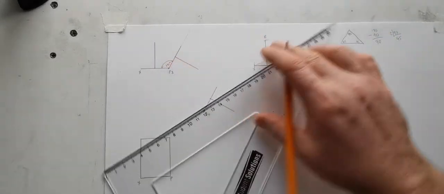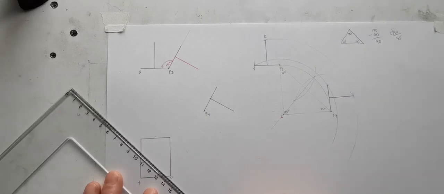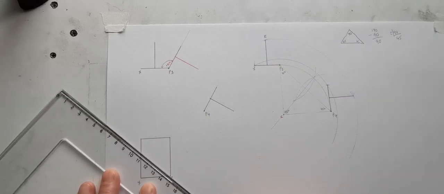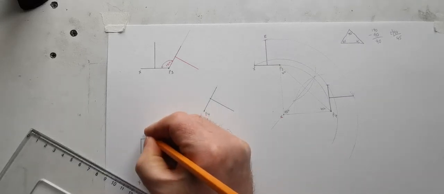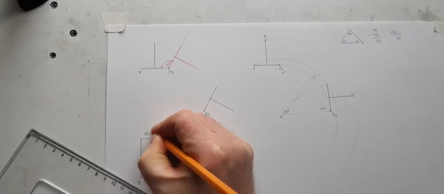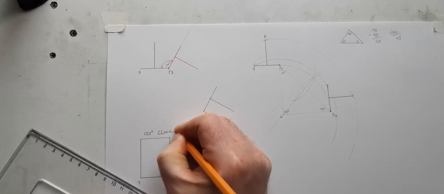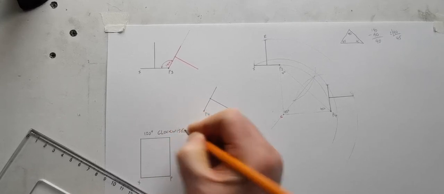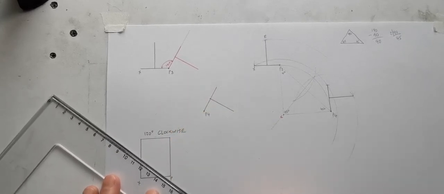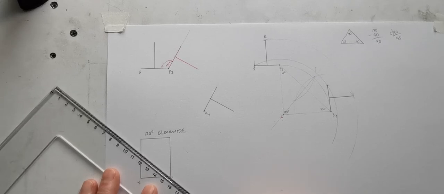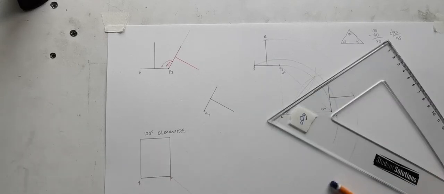And I'm going to do this now the proper way again. So it goes clockwise again. So I'll write this up here, 120 degrees clockwise. So join P to P1, bisect that with the compass.